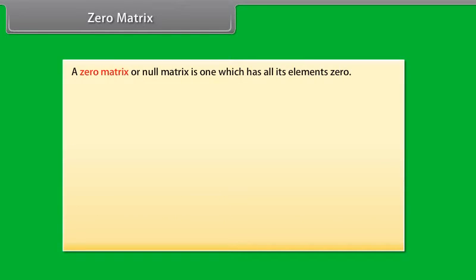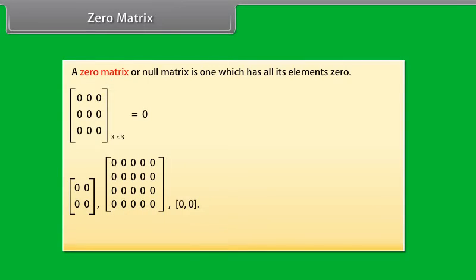Zero matrix. A zero matrix or null matrix is one which has all its elements 0. Here is a 3 by 3 zero matrix. These are 3 more examples of zero matrix. The zero matrix is denoted by 0. Equality of matrices.